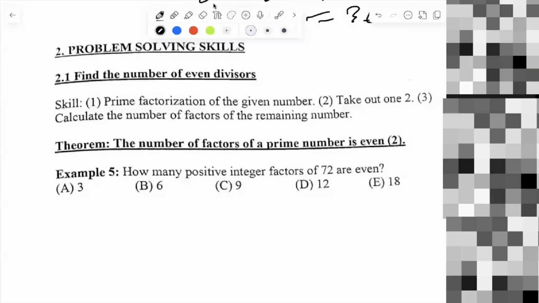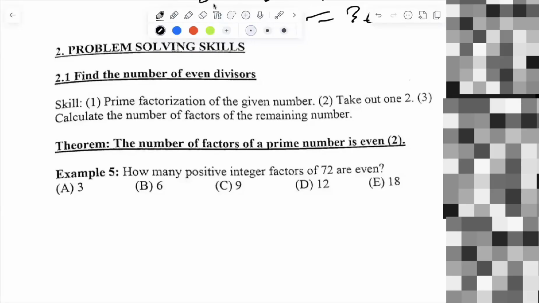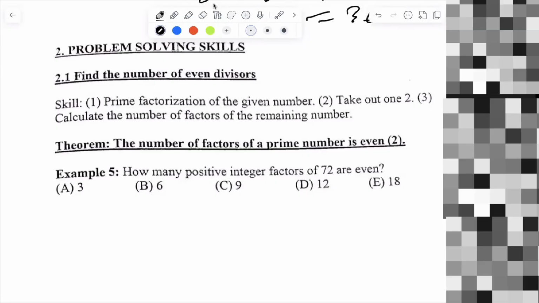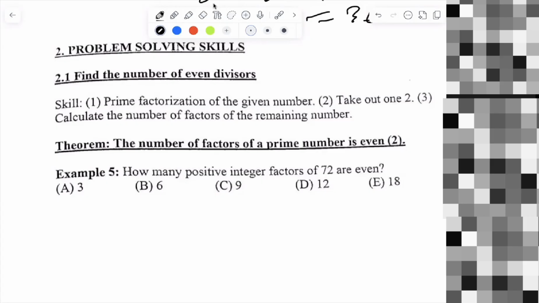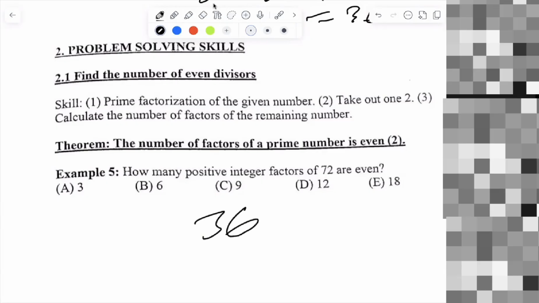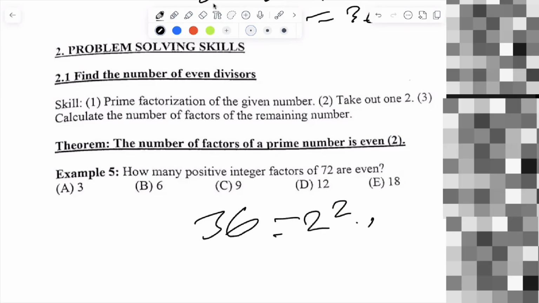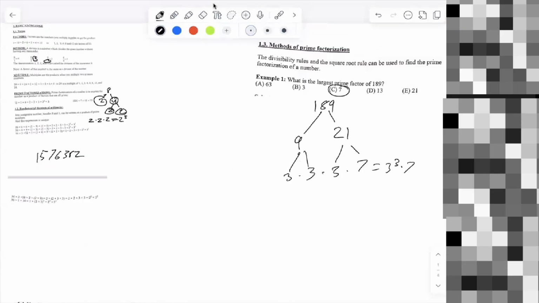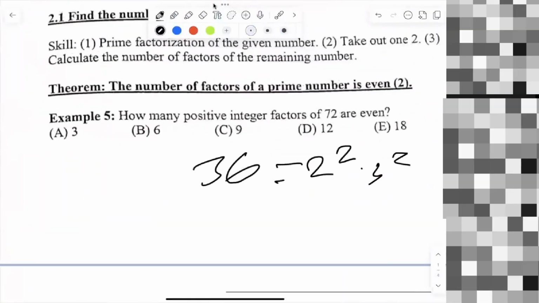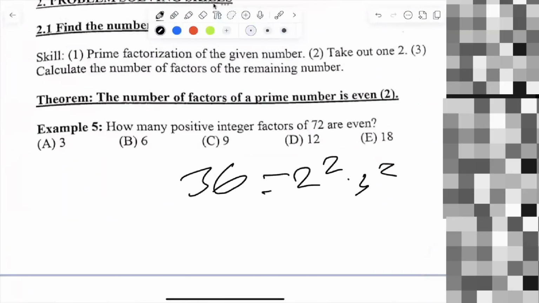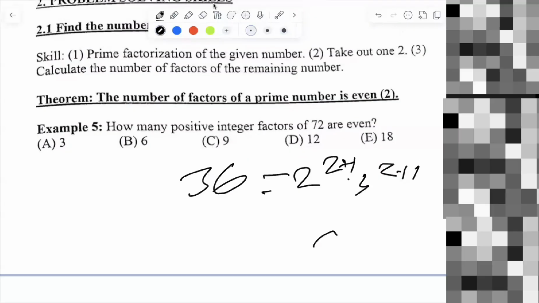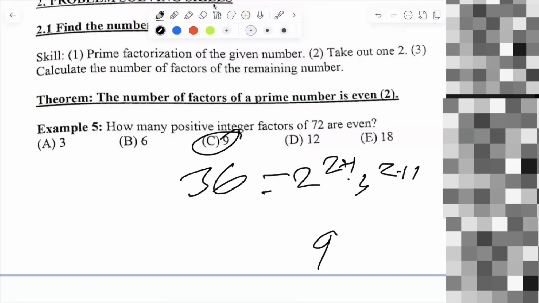All right, let's get started with this question. So basically, how many positive integer factors of 72 are even? As I said, we can take out a factor of 2 first and get to 36. This can be factored into 2 squared times 3 squared, as we talked about before. From here, we can add 1 to both exponents and multiply them together to get 9 even factors.